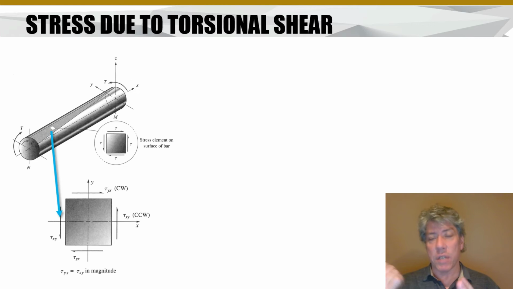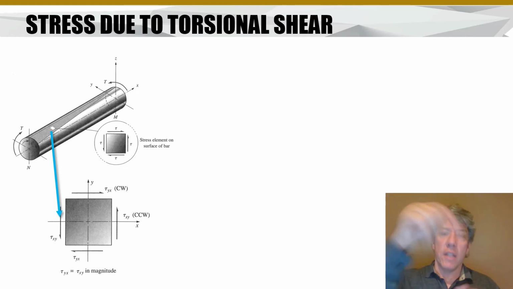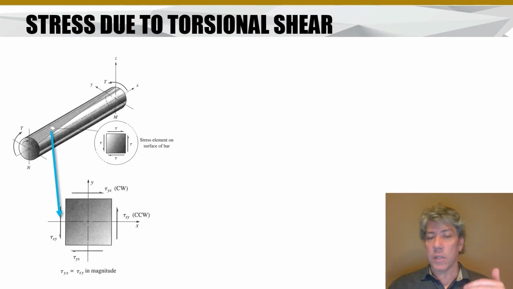It's not a positive X face, it's a negative X face, and it's in the negative Y direction, but we don't care about that so much. What we care about is just naming these so that we know what face they're on and what direction they point. So tau YX then would be the shear on the Y face in the X direction.